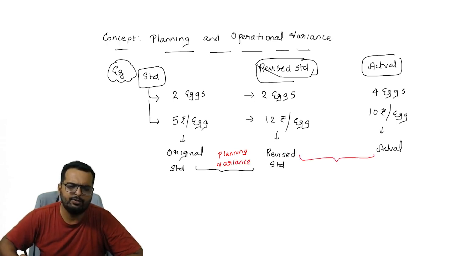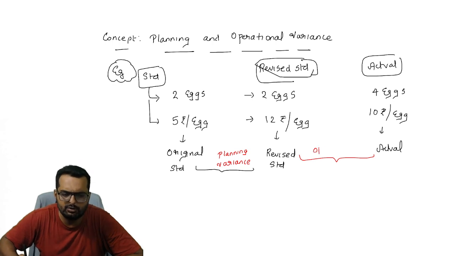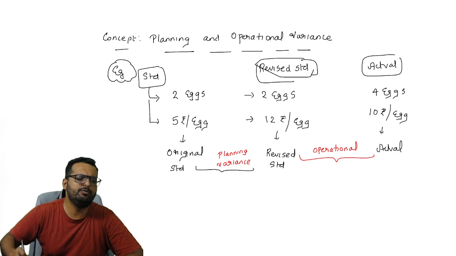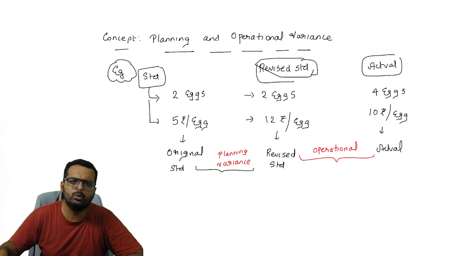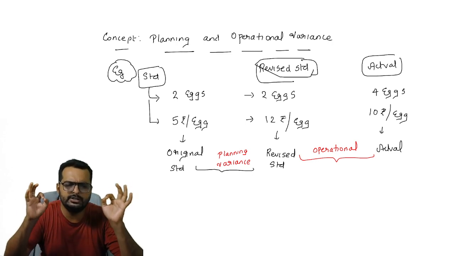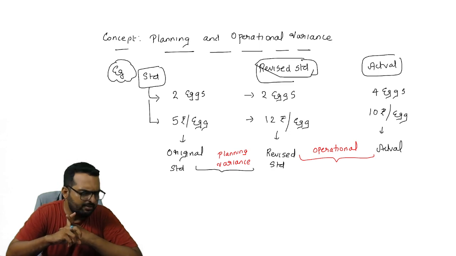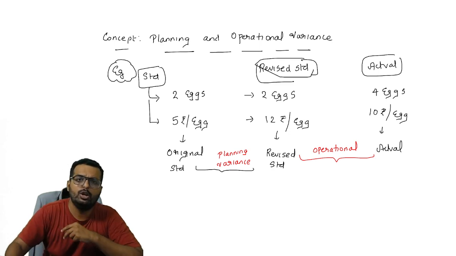Whereas from revised standard to actual is what they call operational variance. So friends, here we learn two terminologies. Terminology number one is what? Planning variance. Terminology number two is what? Operational variance. All right, I'll just give you the table now and explain to you.